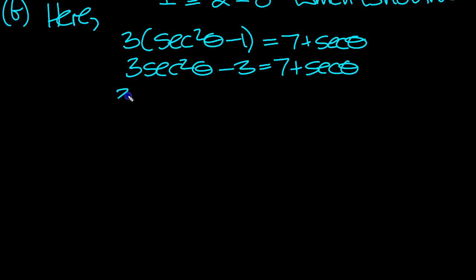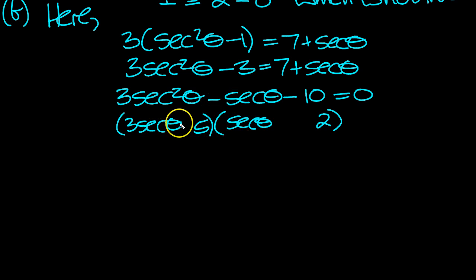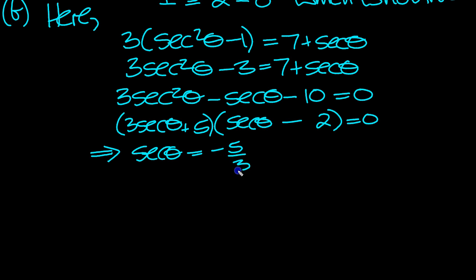Move everything over to the left to be with the 3sec²θ. So it's minus sec θ, then minus 7, there's already a minus 3, that makes minus 10. Now we can factorize. We've got no choice about the 3sec θ. It has to be 3sec θ and sec θ. Now if we do the factors of 10, a 2 and a 5, the difference of that product will be minus 1, provided we put that to be the minus and this to be the plus. So that tells us then that sec θ is equal to minus 5/3, or sec θ equals 2.